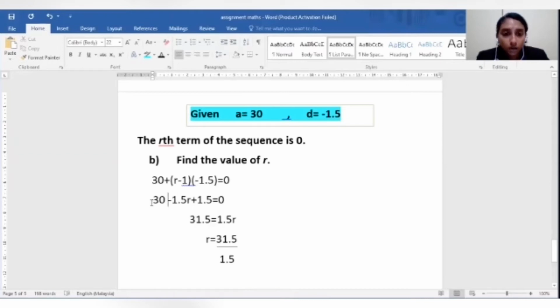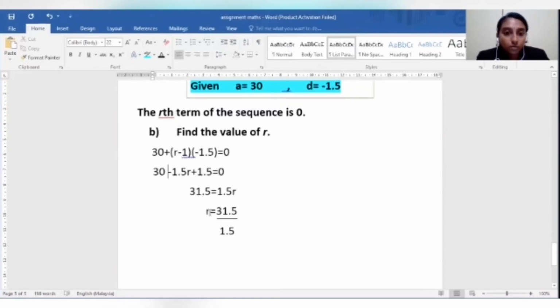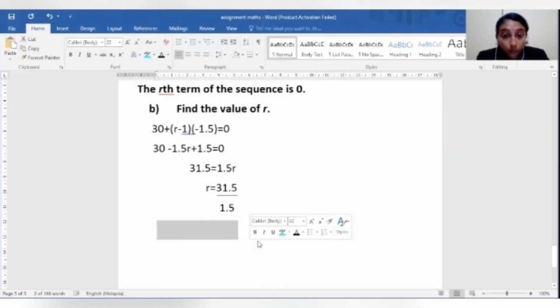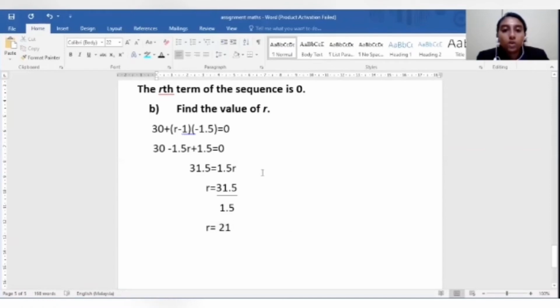So we just multiply this R minus 1 times negative 1.5. So we will get this equation. And then if we multiply this, we will get 31.5 equals 1.5R, because we just move this negative 1.5R to the front, so the negative will be gone and it becomes positive. So we divide 31.5 by 1.5, and the answer will be 21.